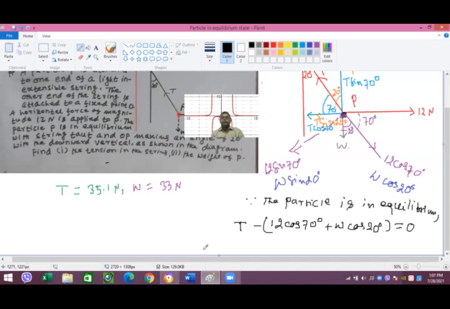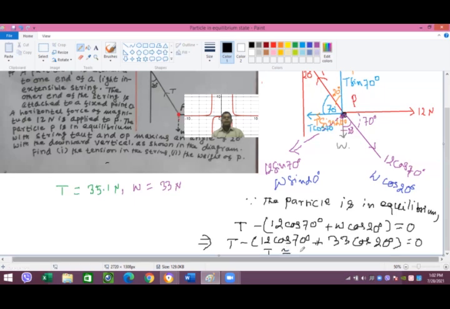And now as we are going to find T or W, that means if you are going to find T, W must be known, or if you are going to find W, T must be known. So I'm talking about finding T in this case. So this is T minus 12 cos 70 degrees plus, and the value of W is 33 Newton nearly, so it is 33 cos 20 degrees, and that equals 0. If you take a calculator and calculate it, you'll find that the value of T is again 35.1 Newton.